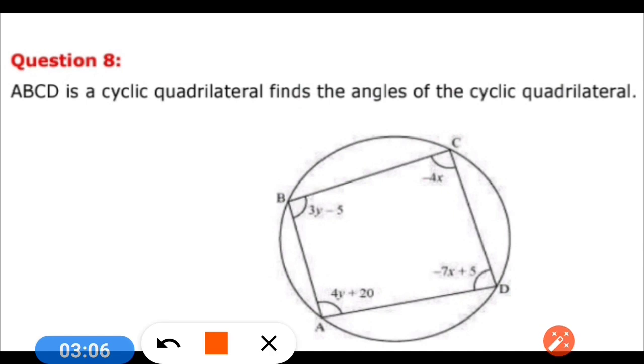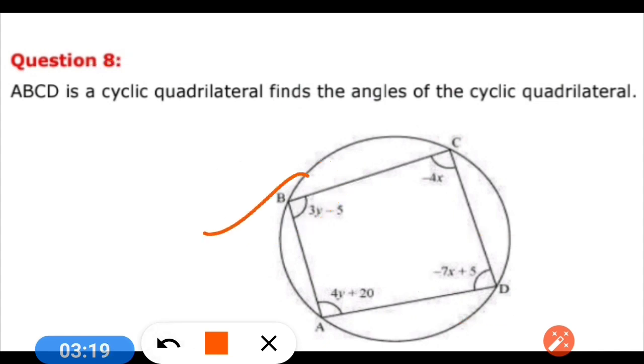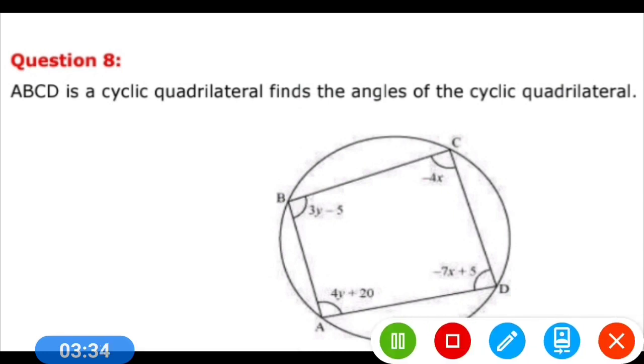Why am I saying that this question is very easy? It's easy because you know that in a cyclic quadrilateral the sum of opposite angles is 180. So you just have to apply this property and you will get two equations, one with B plus D equal to 180 and the other with A plus C equal to 180. When you put the values in these two equations and solve them, we will get the values of x and y, and then accordingly we find A, B, C, D. So let us see how we can do that.